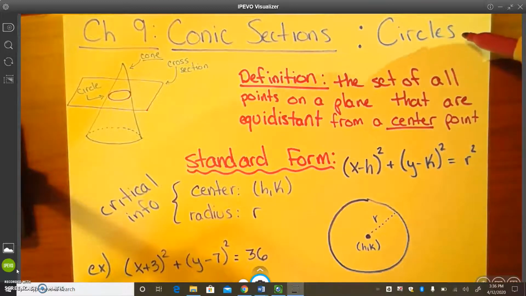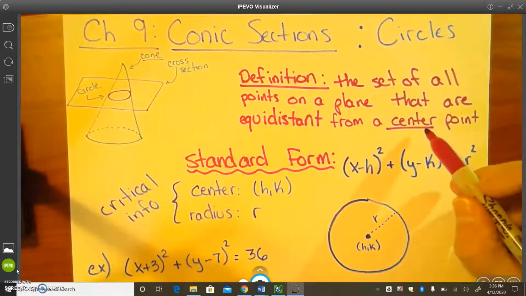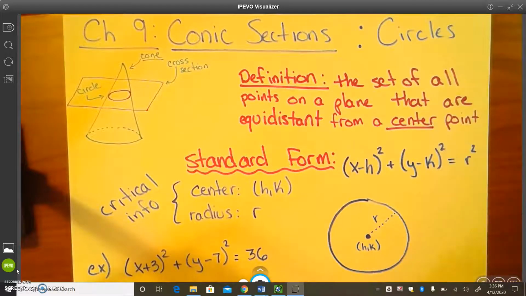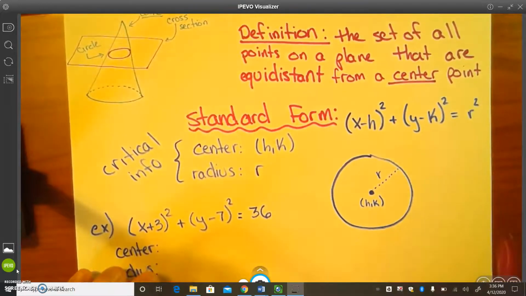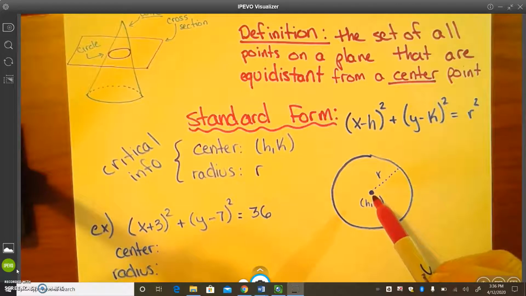So circles are pretty straightforward. We have a quick definition of them. This is good for reference's sake. You're not going to be quizzed on the definition, but it is the set of all points on a plane, or a two-dimensional surface, that are equidistant from a center point. And I even underlined the word center because that comes up in the critical information of what a circle is all about. So every point of a circle is the same distance from our center point, all right?